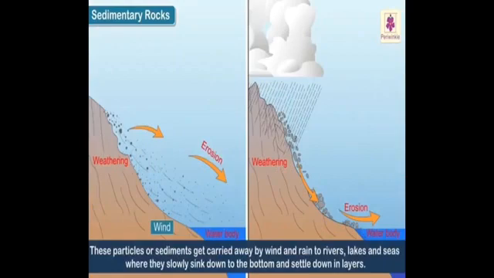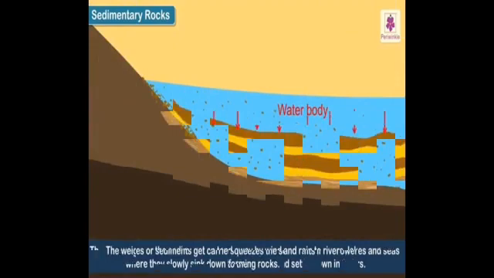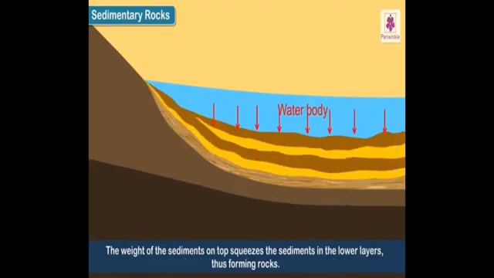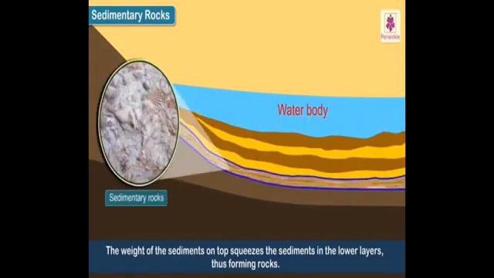These particles or sediments get carried away by wind and rain to rivers, lakes, and seas, where they slowly sink down to the bottom and settle down in layers. The weight of the sediments on top squeezes the sediments in the lower layers, thus forming rocks.